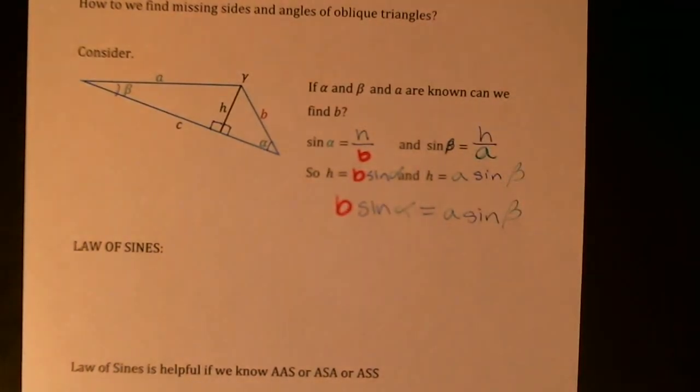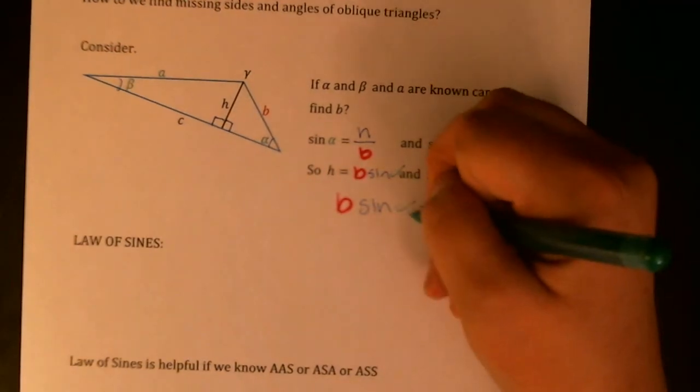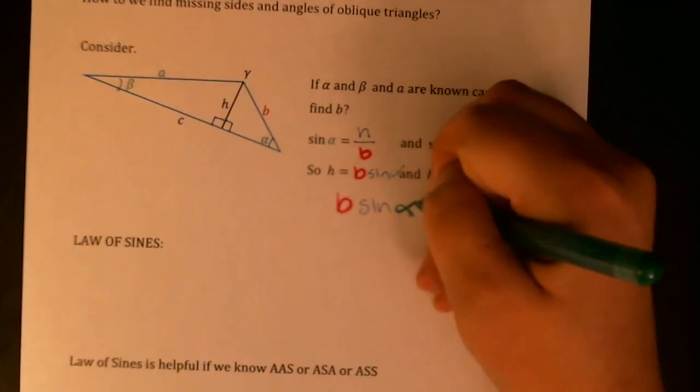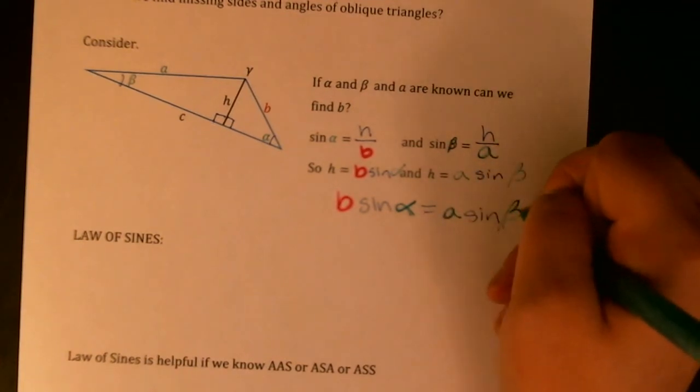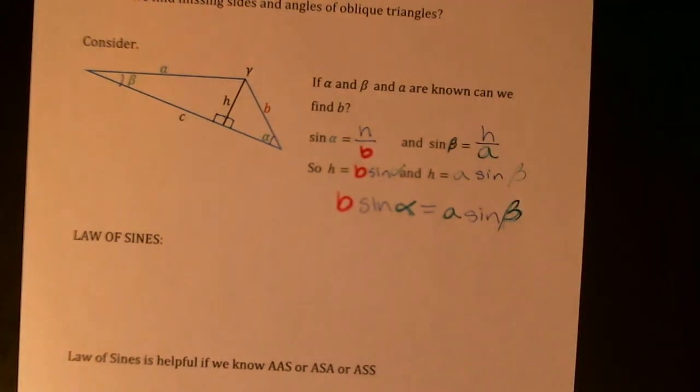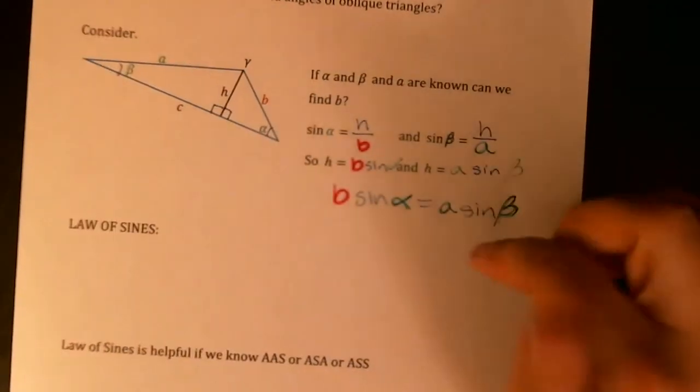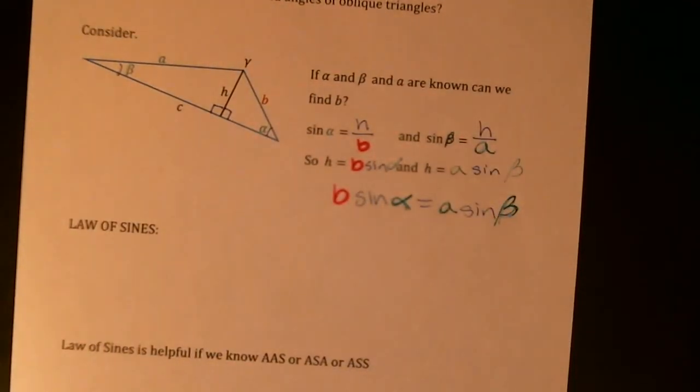Notice that this has gotten down to a single equation involving the three things that we know, alpha, beta, and a, and the one thing that we don't know, which is b. So this could easily be solved for b just by dividing by sine alpha. So we're done with the original problem that we talked about.